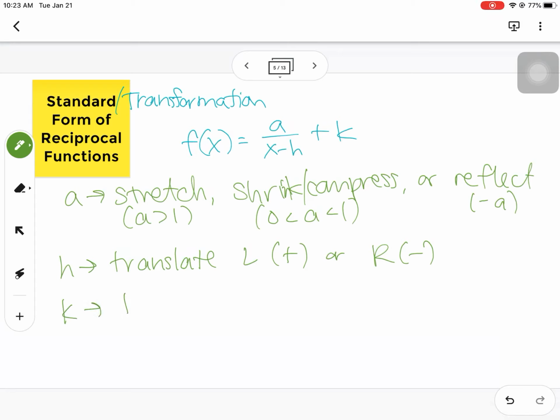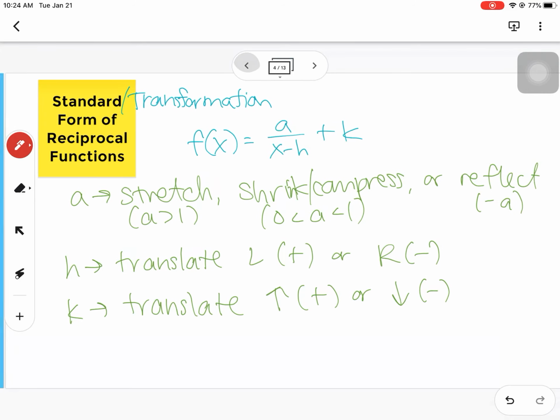And your k value will translate up if you see a positive, because we would have moved it +3, so that will just stay +3, or down if you see a negative. For our asymptotes, we can actually get it from these equations exactly.